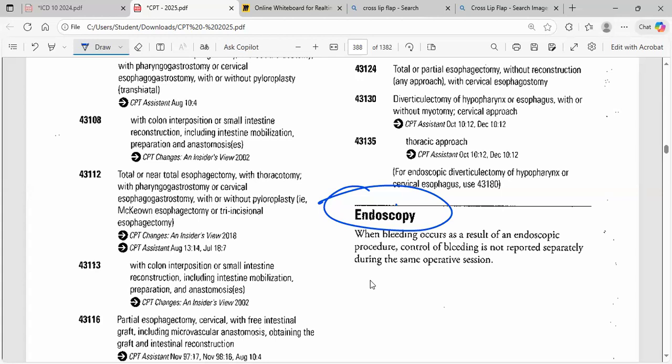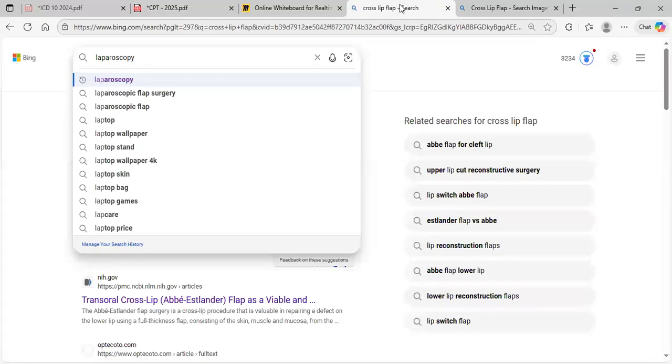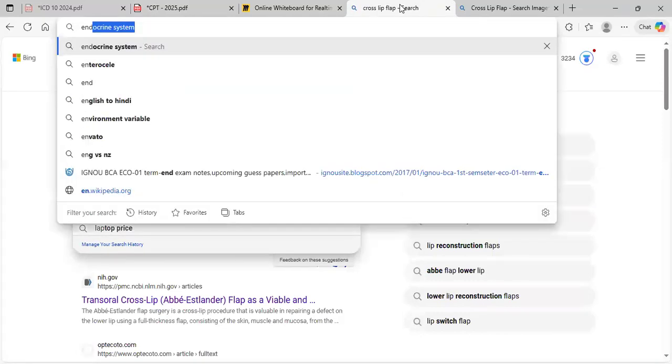And if at the same time the doctor is doing any therapeutic procedure, such as if there is bleeding and the doctor is doing the cauterization with the help of endoscopy, then you are going to bill the therapeutic procedure only. You are not going to bill the diagnostic. So let me show you the picture of the endoscopy.